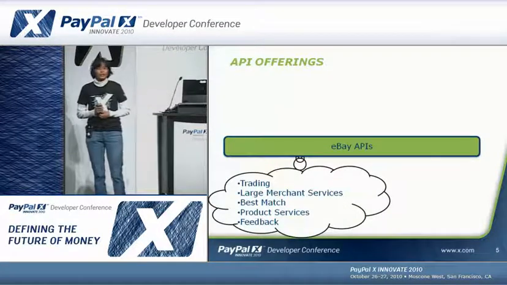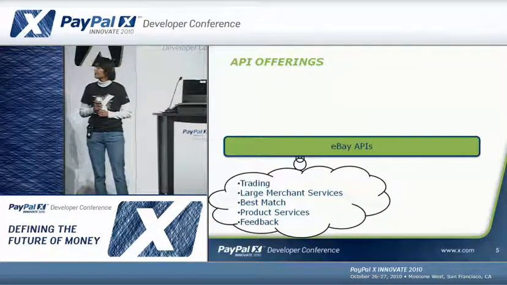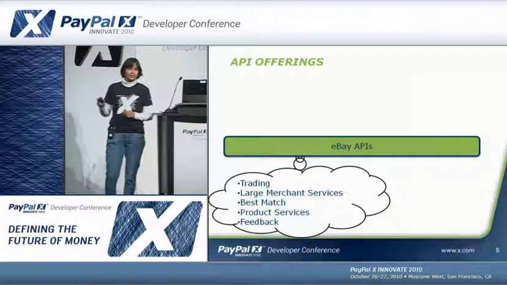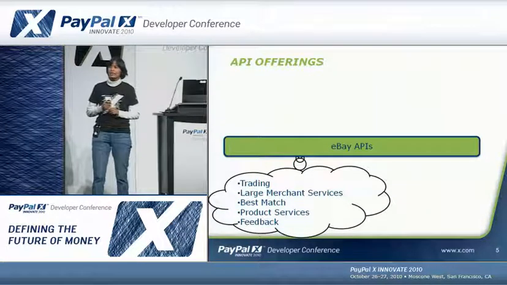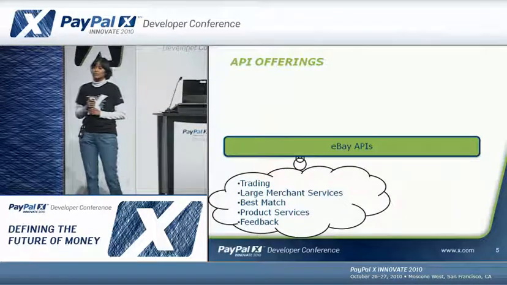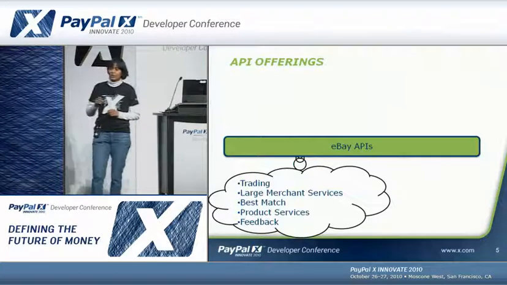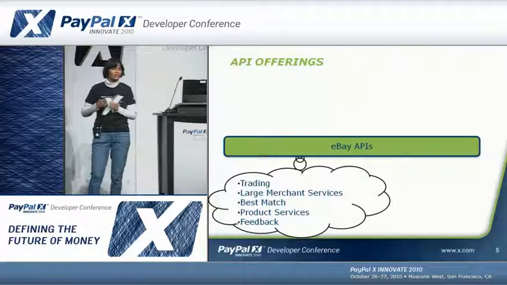So in terms of API offerings, what do we have? We have a huge comprehensive suite of products. The first set is targeted more towards the seller, where we have a set of APIs called the trading APIs, large merchant services, best match, feedback, and product services. So essentially with the trading API, you can list items on eBay, get the transaction information, manage member-to-member communication. It's a synchronous mechanism of making API calls. You make a request, get your response, and you're done.